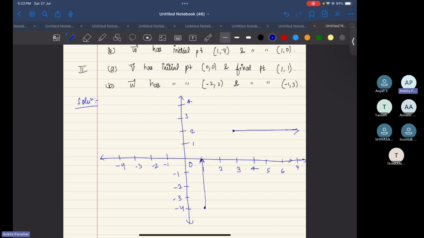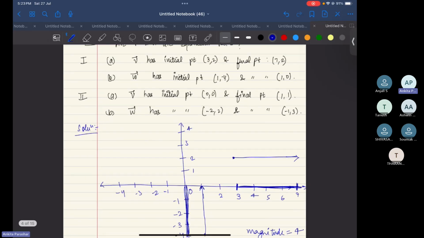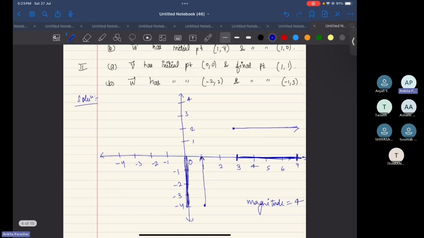So if you see, what is the magnitude of these two vectors? How long are these vectors? You can clearly see the distance. Magnitude 4. Yes, magnitude is 4, correct. But if you see the directions, both have very different directions, right? So therefore, they are not equivalent vectors, although their magnitudes are the same. Can you check the second part?